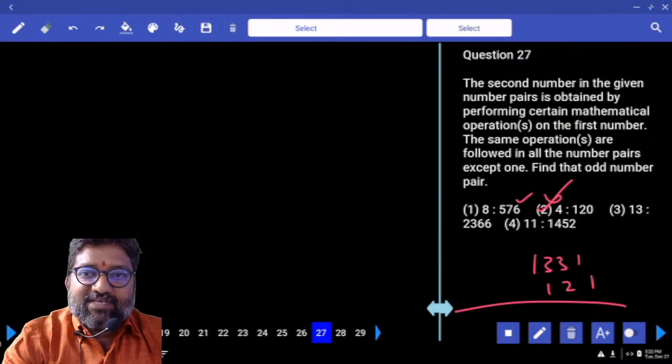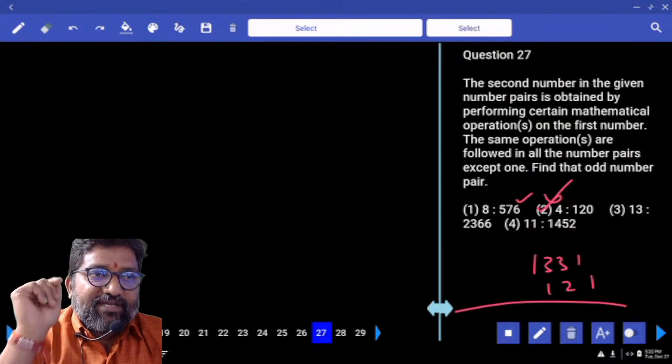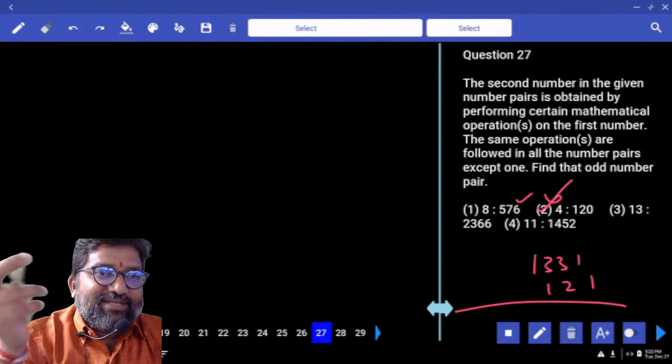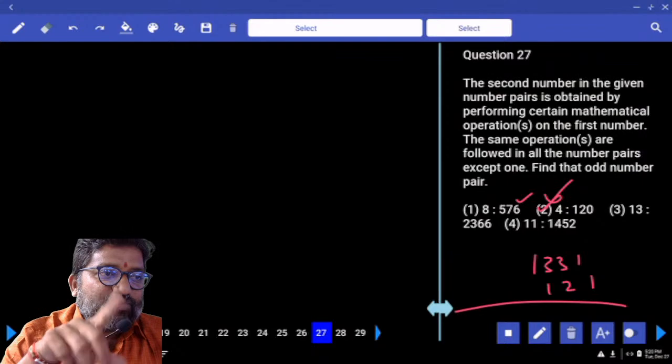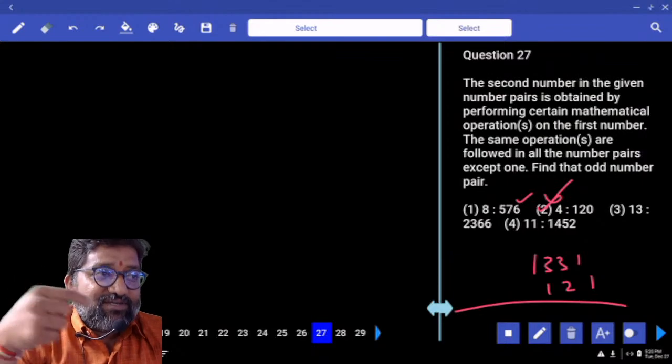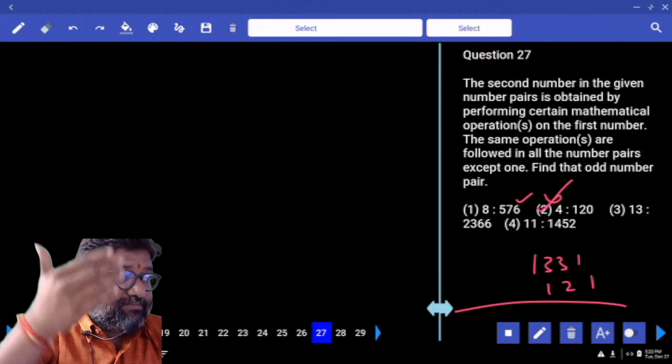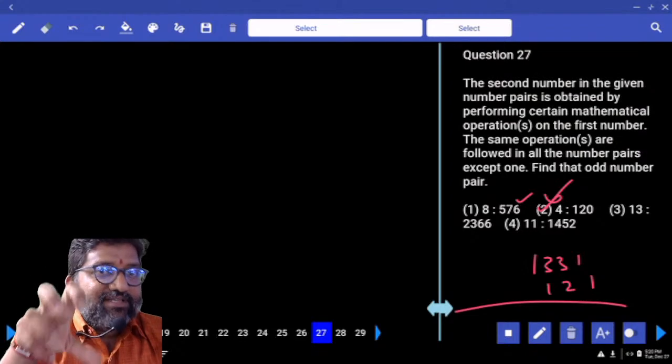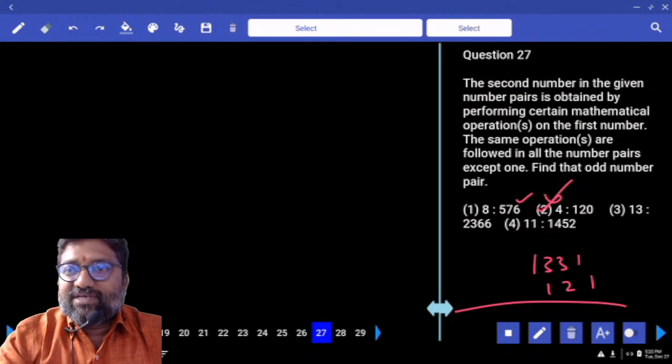N square plus n, n square minus n, n cube plus n, n cube minus n, n cube plus n square, n cube minus n square. And we have written this table and we have learned the values from 1 to 10.